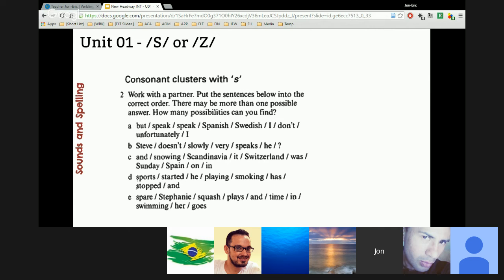Steve doesn't slowly vary, speaks he. What's the right order? Steve doesn't speak very slowly. Uh-oh. No, wait a second. This is a sentence with a question tag. A question tag is when you make... You know what that is? Yes. Okay, try it again. So put the doesn't in the question tag at the end.